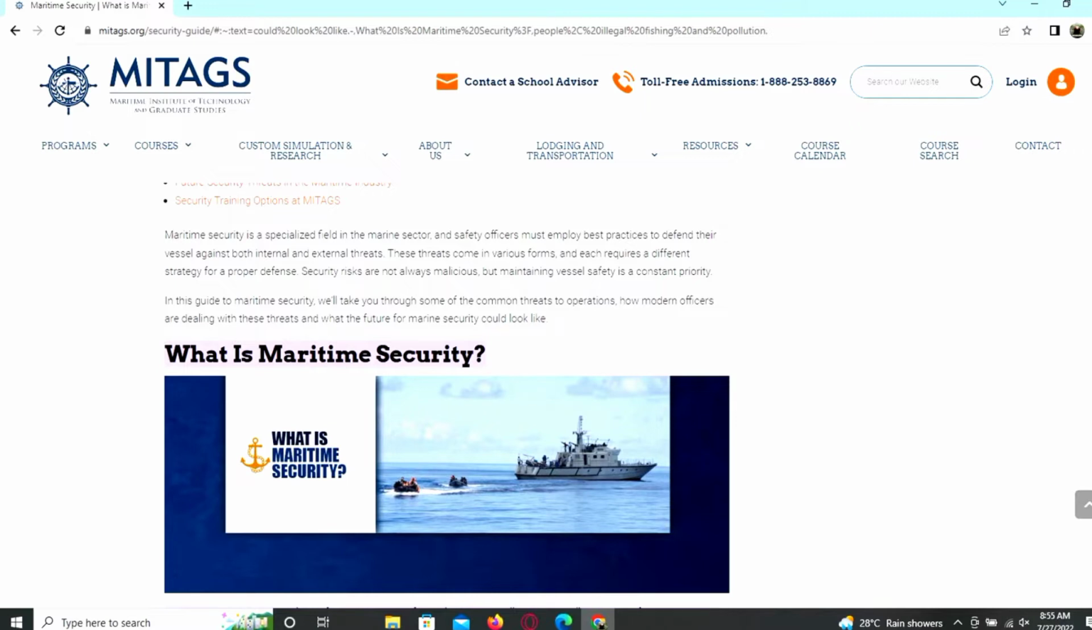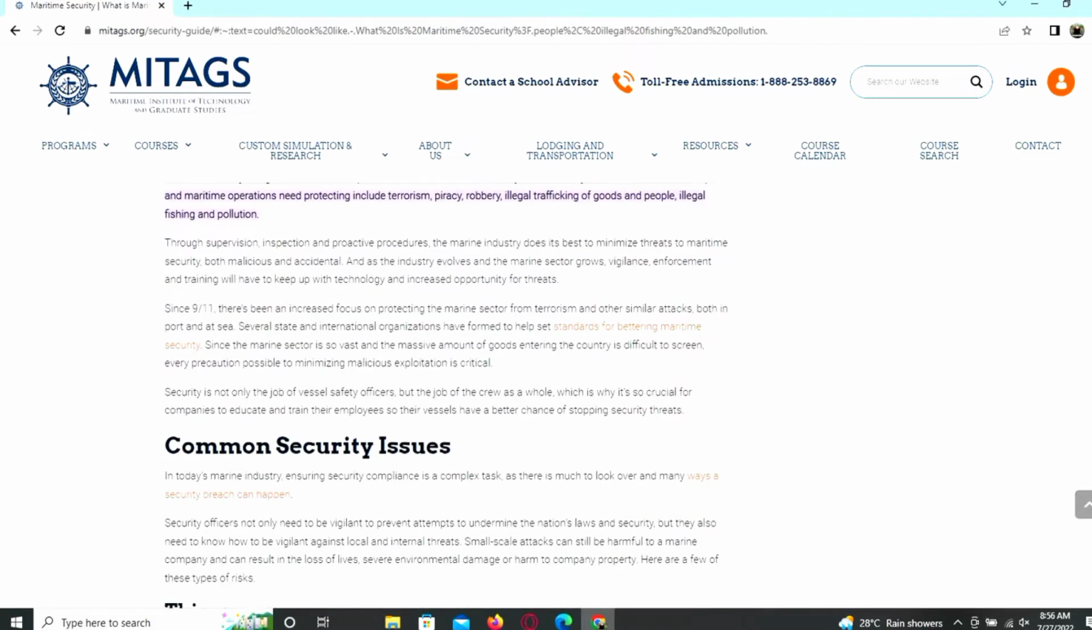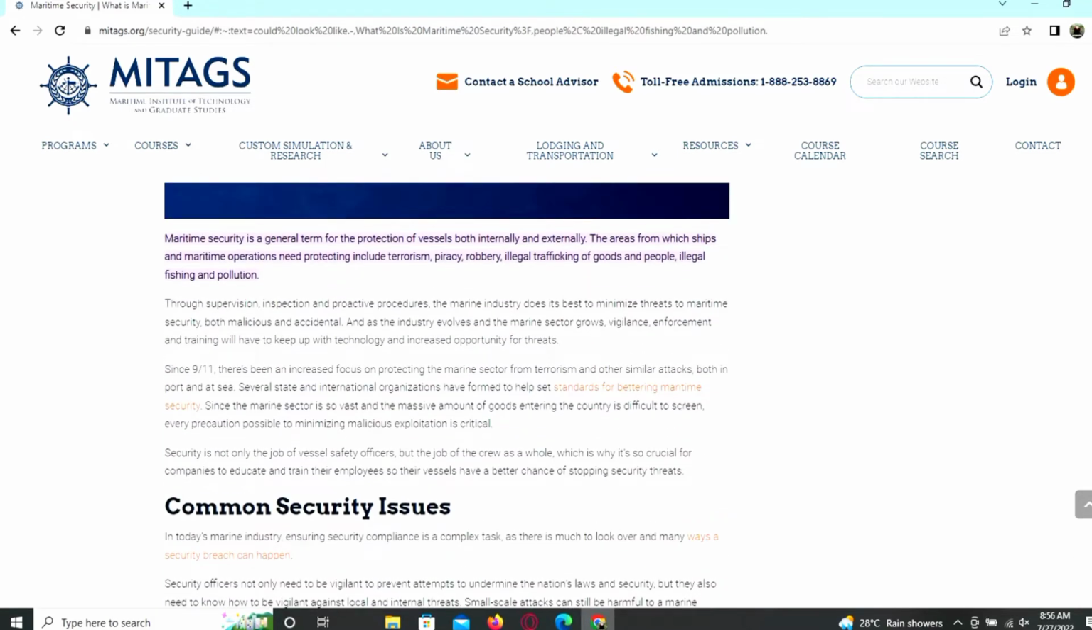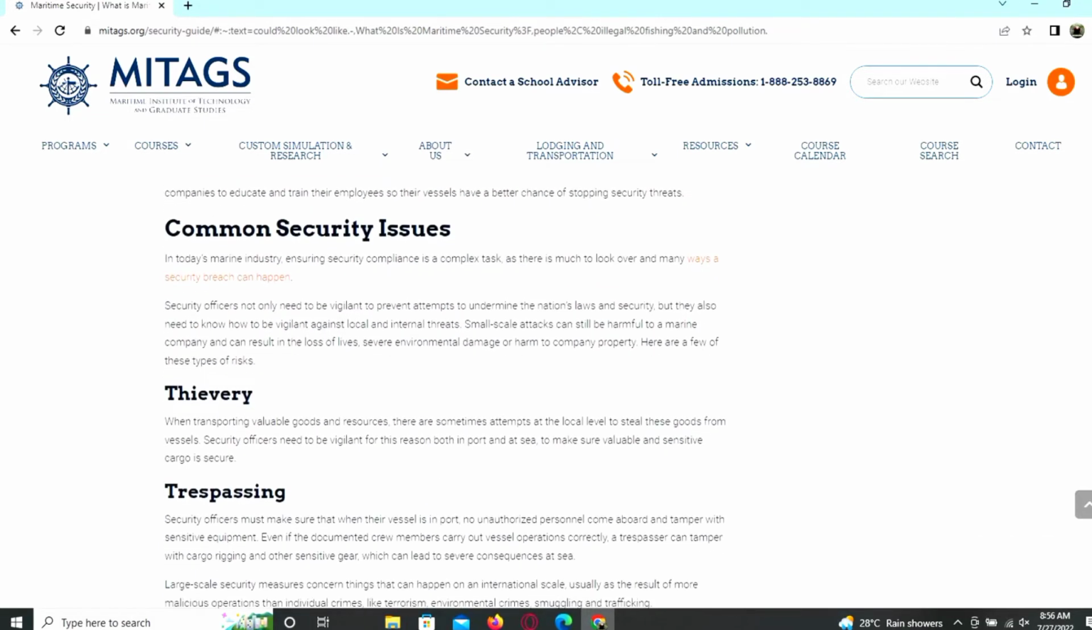Security risks are not always malicious, but maintaining vessel safety is a constant priority. So, maritime security is the general term for the protection of vessels both internally and externally. The areas from which ships and maritime operations need protecting include terrorism, piracy, robbery, illegal trafficking of goods and people, illegal fishing and pollution.